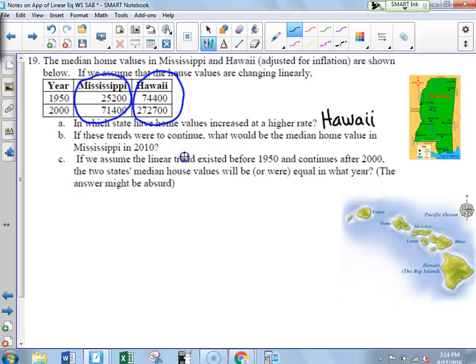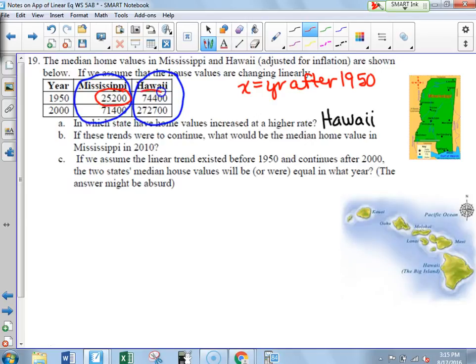Somebody suggested we use the actual years, 1950 and 2000, and we had these huge, ginormous numbers with negative values at the end and all kinds of junk. Let's not. Let's use X equals years after 1950. I like that. And then the y-intercept.